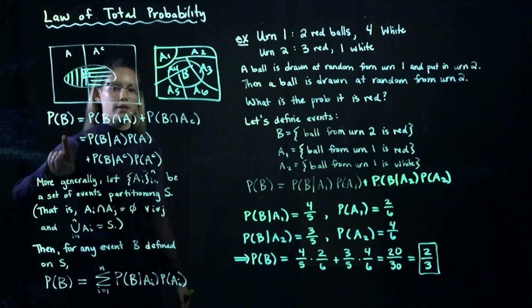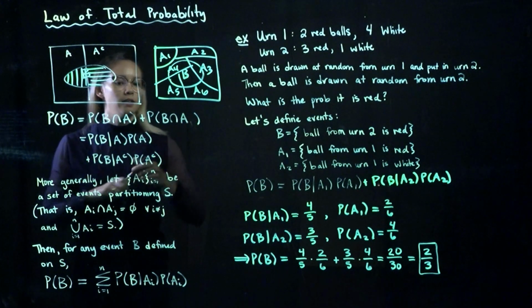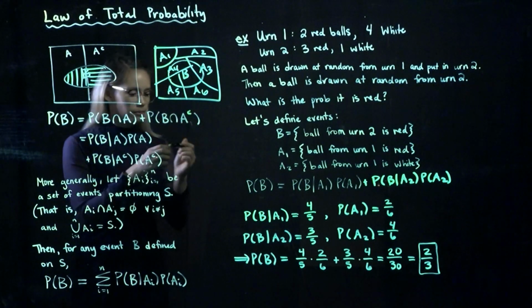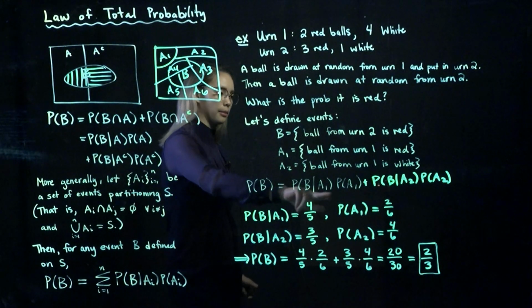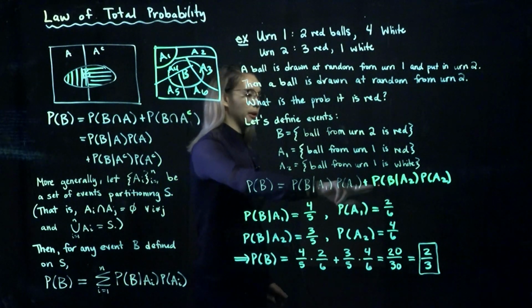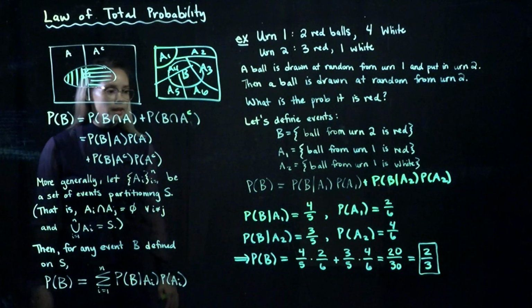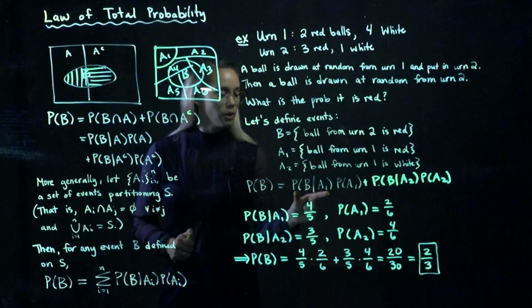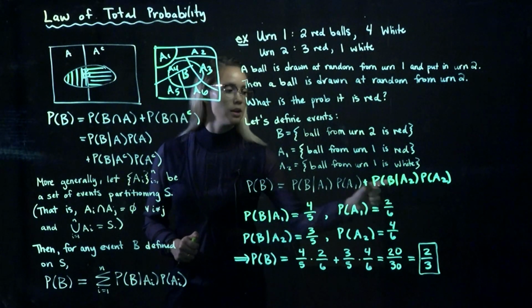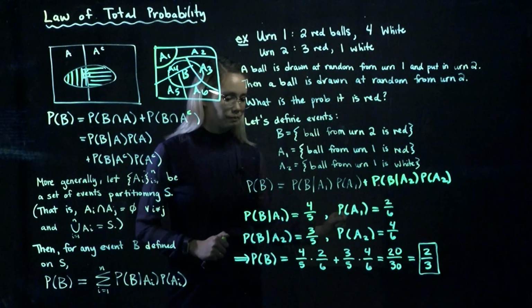Okay, so if we just rewrite this over here, the probability of B is equal to the probability of B given A1 times the probability of A1 plus the probability of B given A2 times the probability of A2. So that means we need to find these 4 probabilities. The probability of B given A1 and the probability of A1. We need to find the probability of B given A2 and the probability of A2.